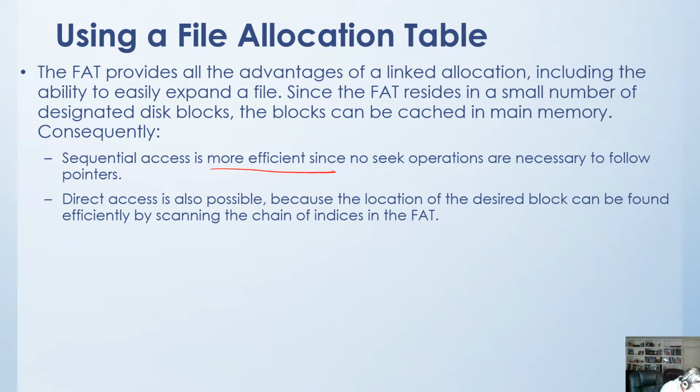Now direct access is also possible because the location of the desired block can be found efficiently by scanning the chains of indexes in the FAT. So the FAT allocation has a lot of advantages. That's the reason why we don't implement the link information in the disk block. Instead, we use a dedicated table called a FAT.